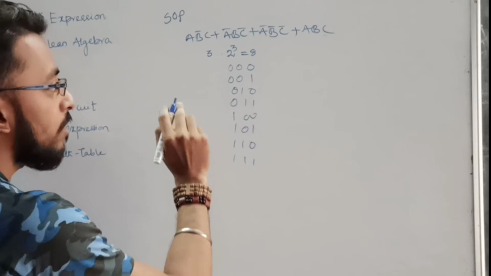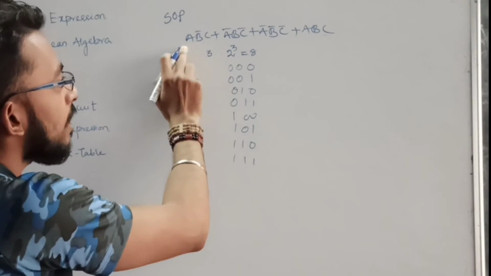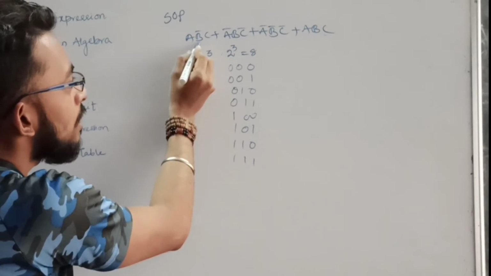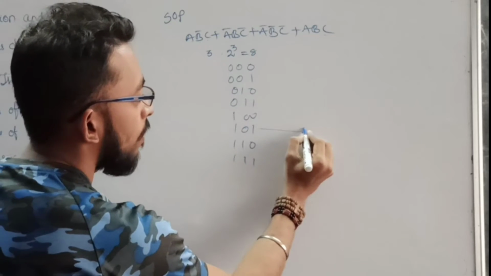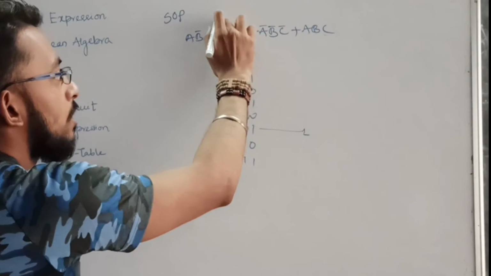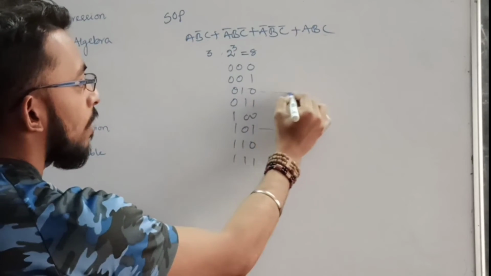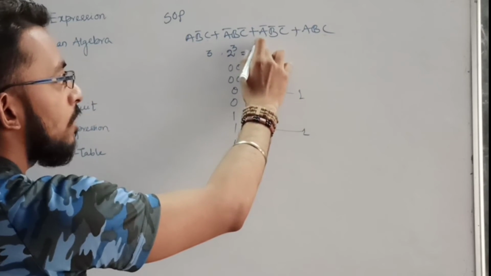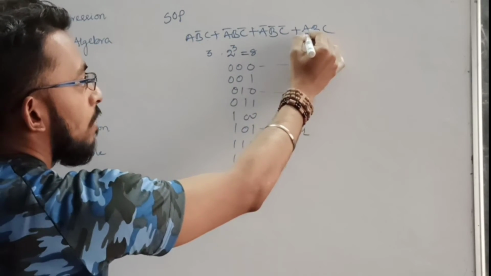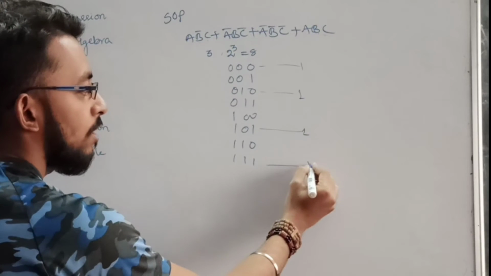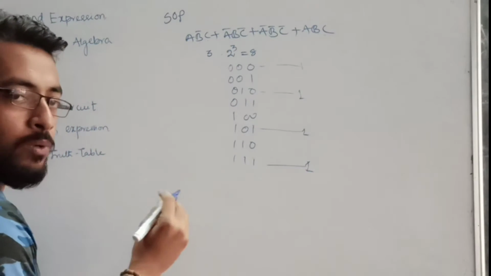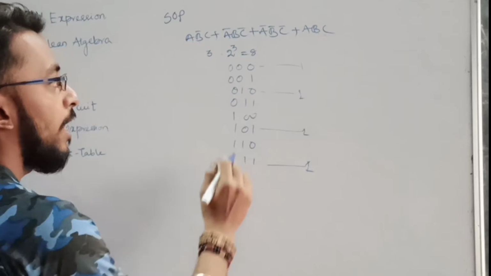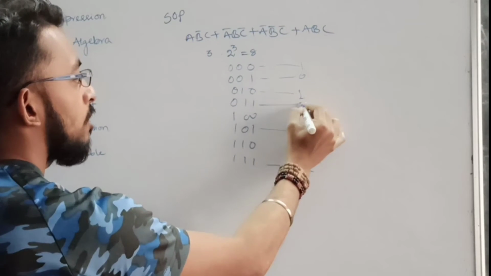Now for the values of the SOP, the terms that are there, one of them is nothing but 1 0 1. So for 1 0 1 you write 1. 0 1 0, so for 0 1 0 you write 1. 0 0 0 you write 1. 1 1 1 you write 1. For the terms that are present in the SOP, you write 1, and for the terms that are not present in the SOP, you write 0.